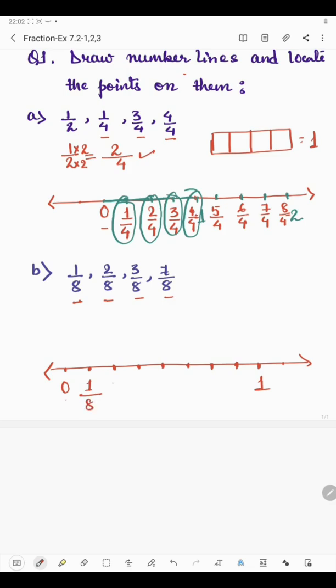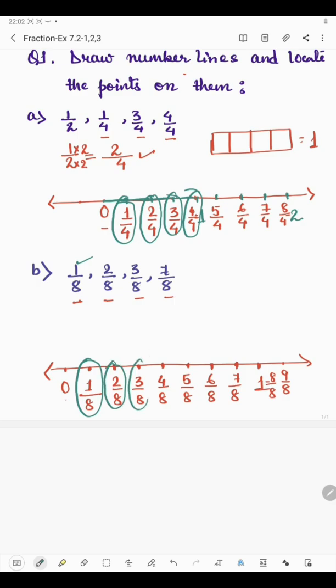So it's 1 by 8, 2 by 8, 3 by 8, 4 by 8, 5 by 8, 6 by 8, 7 by 8, 1 means 8 by 8, and after 8 by 8, 9 by 8 comes, which is not required here because we will have to locate 1 by 8 on the number line, which is here, then 2 by 8, then 3 by 8, and lastly we have 7 by 8. Okay, so this way we will have to locate the points on the number line.